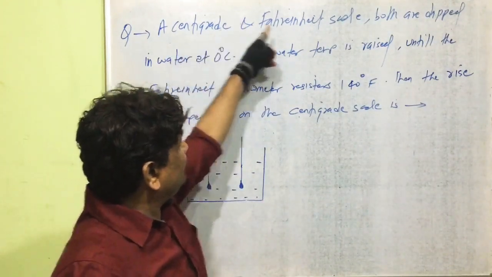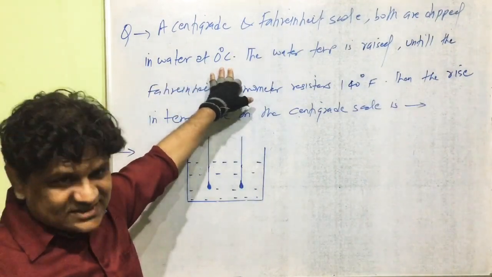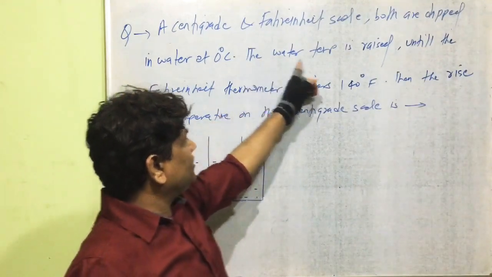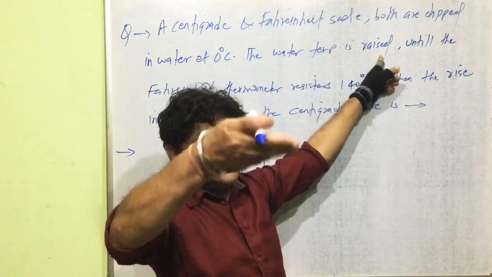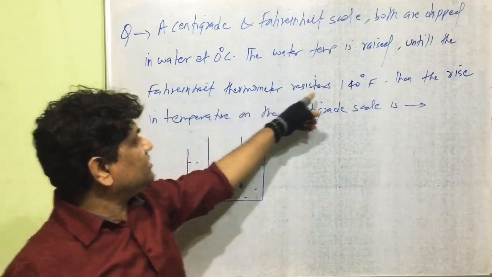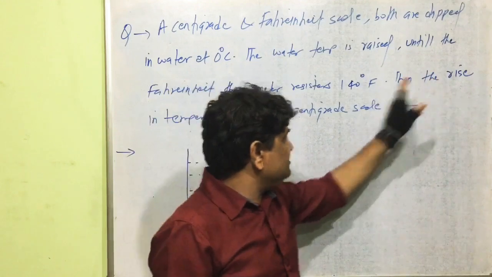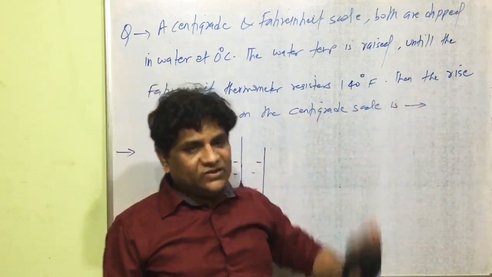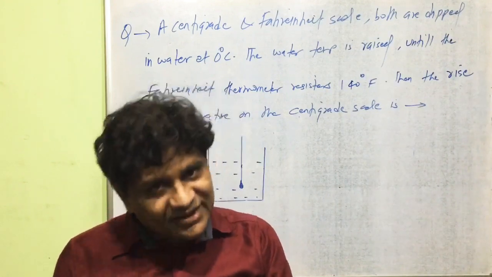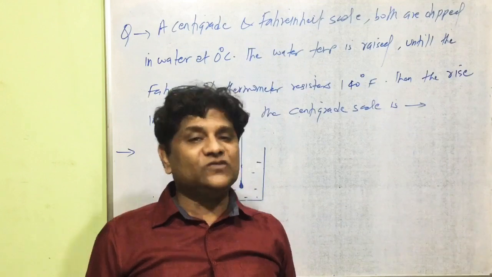A centigrade and a Fahrenheit scale are both dipped in water at 0 degrees Celsius. The water temperature is raised until the Fahrenheit thermometer registers 140 degrees Fahrenheit. Then the rise in temperature on the centigrade scale is. Now what is the asking part here? The rise in temperature on the centigrade scale is nothing but the change in temperature on the centigrade scale.